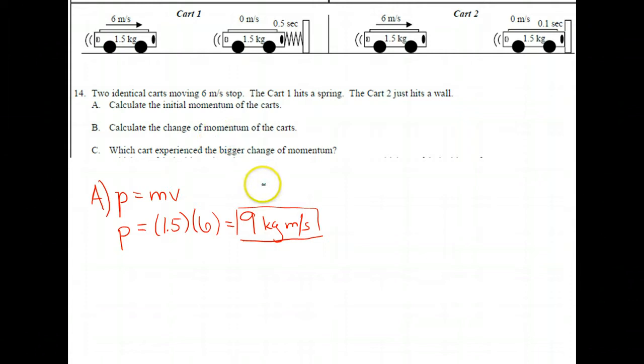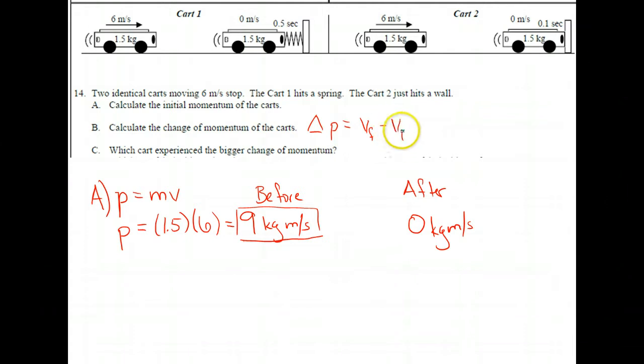what would be their momentum when they came to a stop? 0, right? So here's our before momentum, and then the after momentum is 0, because they came to a stop. So what would the change in momentum be? Negative. So if we did change in momentum, we would want to do final minus initial, which would be 0 minus 9, or negative 9 kilogram meters per second here for letter B.